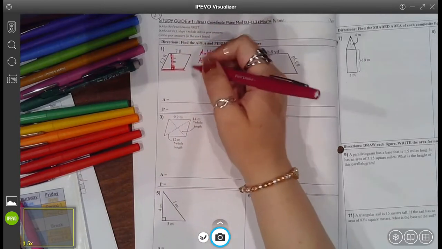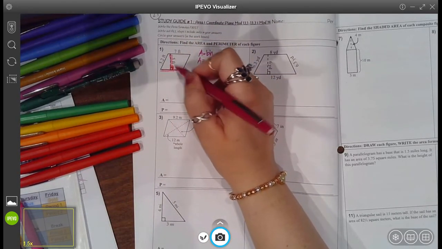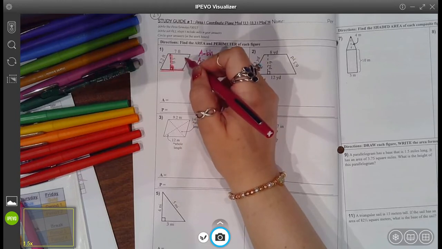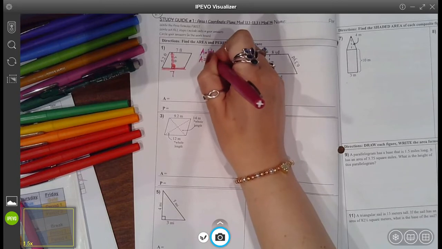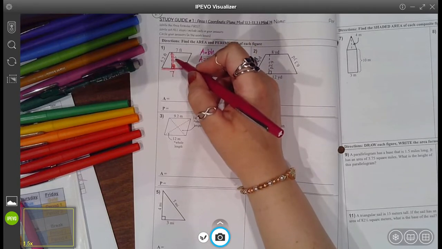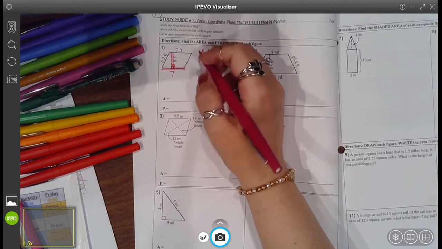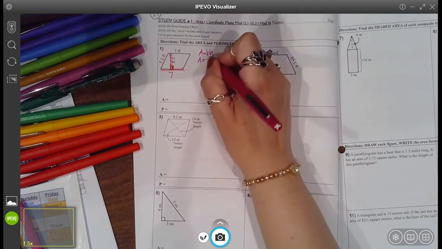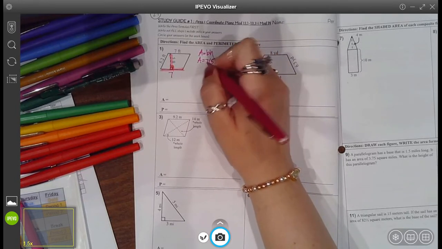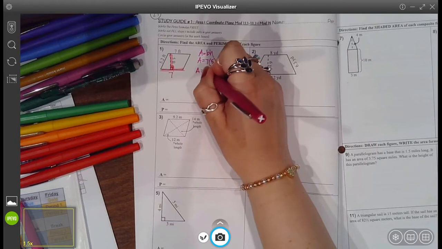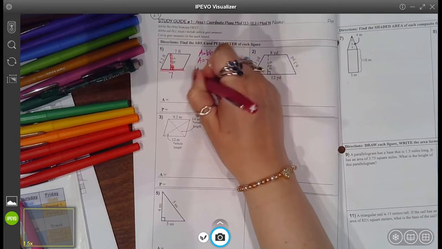Now you're like, great, you highlighted this line and I don't know its measurement, but this is the same as this because in a parallelogram, opposite sides are parallel. So my base is 7. Opposite sides are parallel and equal. So if this is 7, so is this. Now my height right here is 5. Now that I have those two measurements, 7 times 5 is 35. Area is always squared, so it's feet squared.